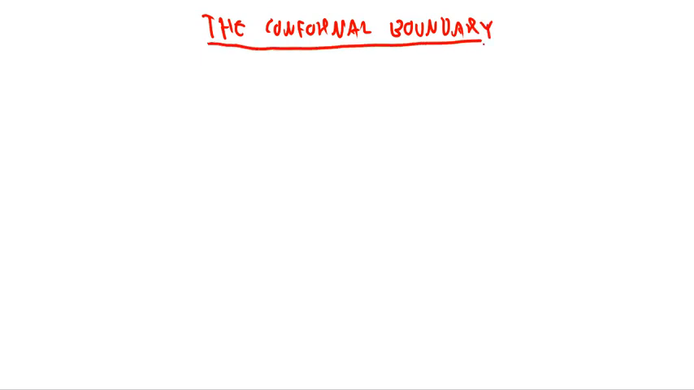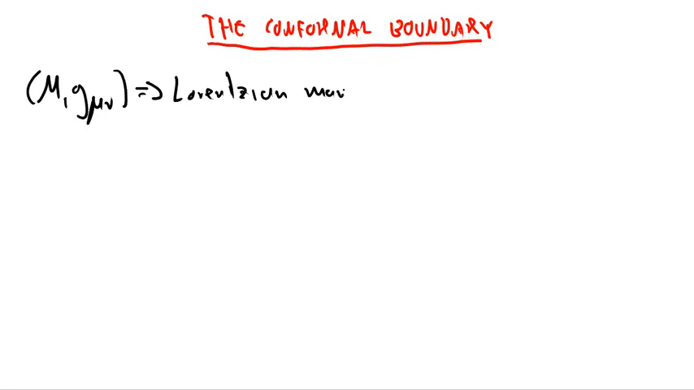Okay, let us start with a space-time, which, as we know, is represented by a Lorentzian manifold. And then let us put forward the idea of the conformal boundary. Well, what is the idea?